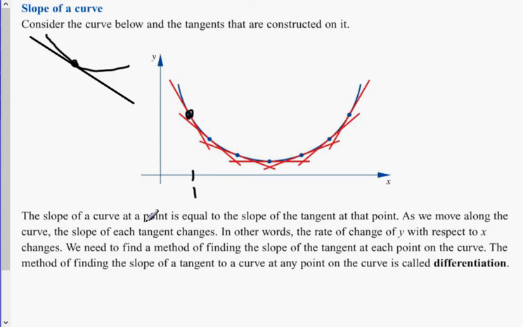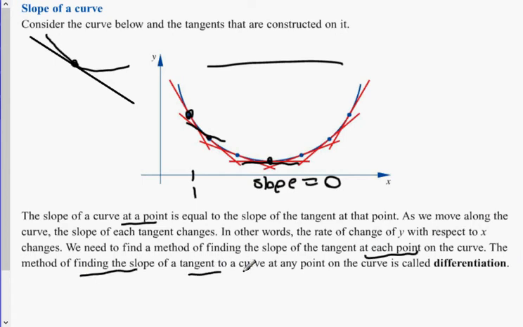Now, the slope of a curve at a point, so for example at x equals 1, is equal to the slope of the tangent at that point. As we move along the curve, the slope of each tangent changes. You see the way the direction is constantly changing. And when it reaches its turning point or its minimum, the slope is 0. Any line going directly across has a slope of 0. In other words, the rate of change of y with respect to x changes. We need to find a method of finding the slope of a tangent at each point on the curve. The method of finding the slope of a tangent at any point on the curve is called differentiation.